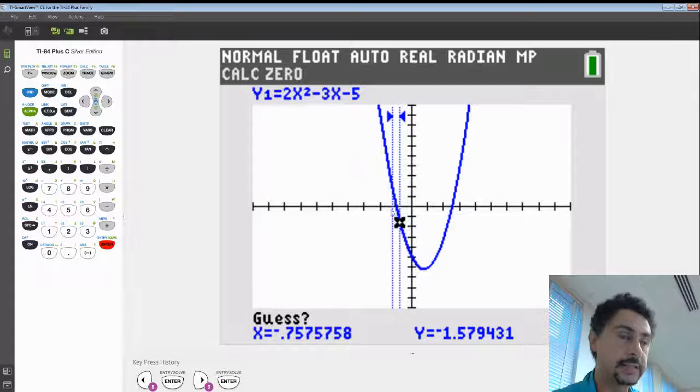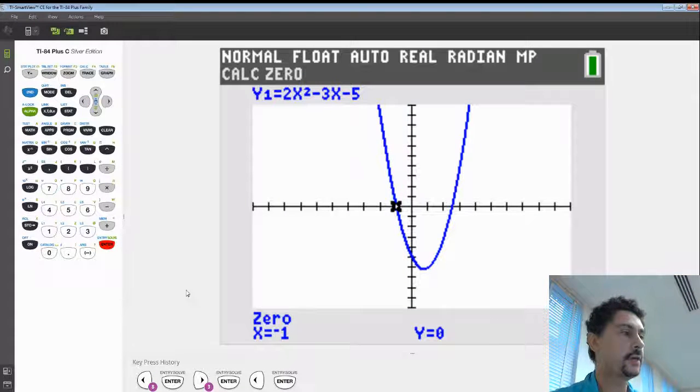And now it's going to look for that zero. But you want to make a guess. So you help the calculator out by zooming as close to the zero as you can. I think that's a relatively good guess. We're going to hit enter again. And after all that hard work, we found that one of our zeros is -1. One of our x-intercepts for the graph y equals 2x squared minus 3x minus 5 is the value -1.